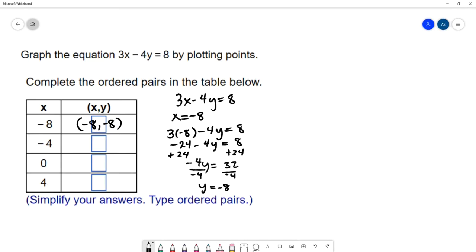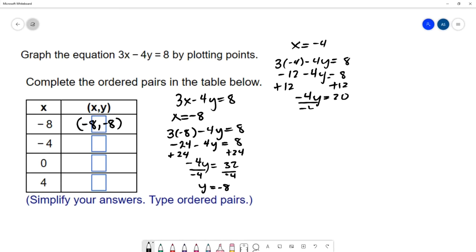Then we're going to repeat this with x equals negative 4. So then we'll have the equation 3 times negative 4 minus 4y equals 8. 3 times negative 4 is negative 12. We'll add 12 to both sides. This gives negative 4y equals 20. Divide both sides by negative 4, and we get y equals negative 5. So we have the ordered pair negative 4, negative 5.